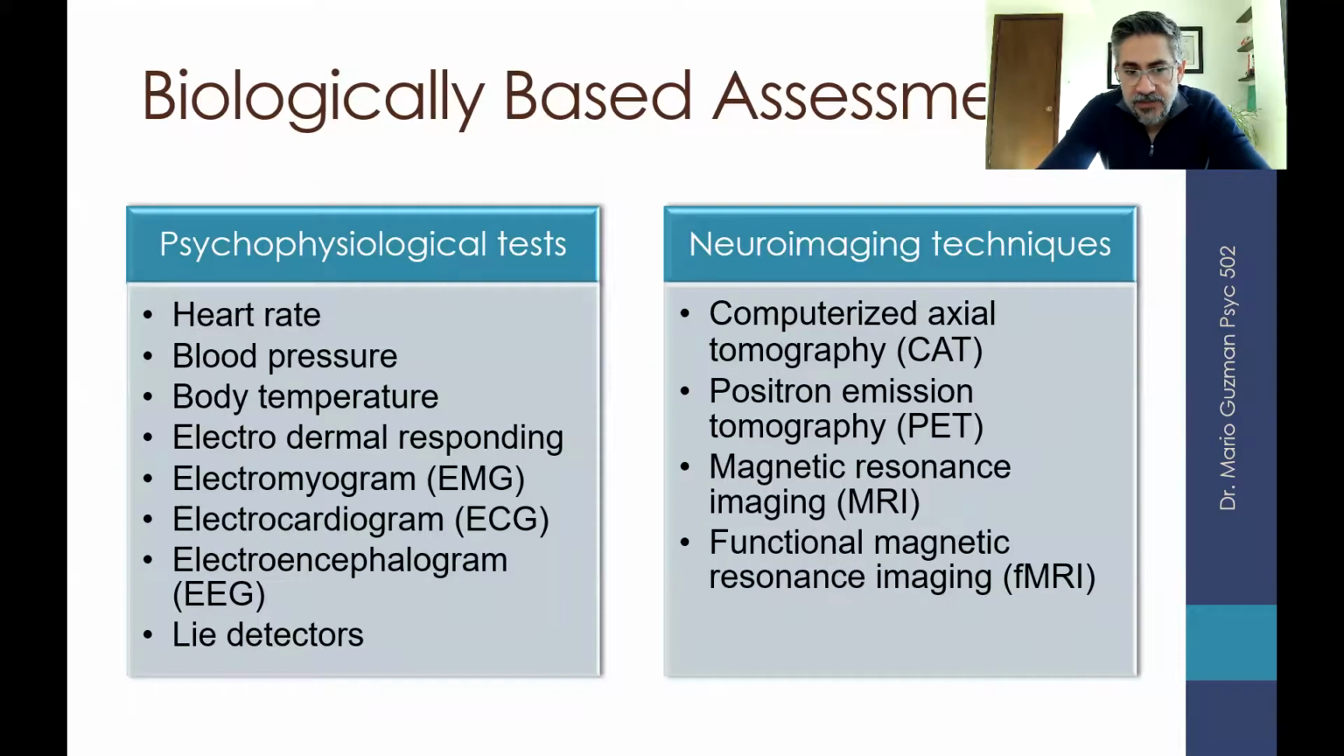The biological-based assessment. As I was telling you, we have many different ones, some that are going to help us measure psychophysiological responses, such as the heart rate, the blood pressure, the body temperature, and so on. And then neuroimaging techniques. We are in a trend nowadays in mental health where they are very enthusiastic about neuropsychology and neuroimaging techniques, and they are hoping that one day we're going to find all the answers in the brain. Well, I'm all about the brain. I love the brain.